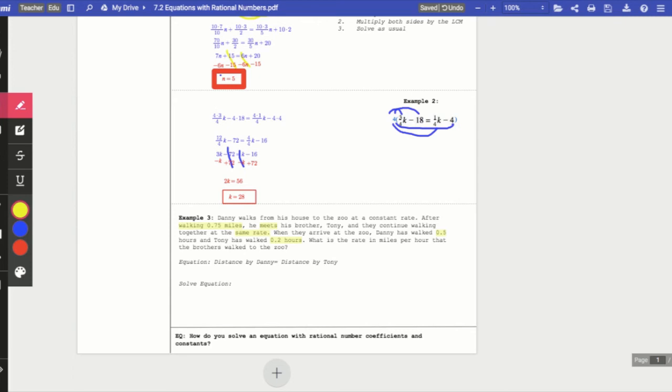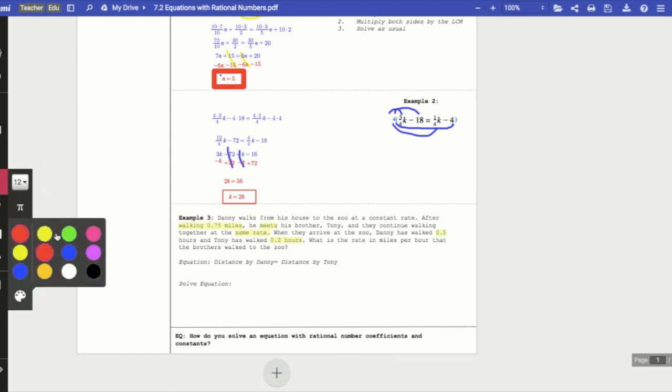All right. So then now I got to create my equation. So we're going to set this up. Our equation is going to be the distance covered by Danny plus the distance covered by Tony. Okay. And we know that they covered the same distance, which is why we can set them equal to each other. So for Danny's, this is kind of interesting. And what we're going to do is Danny, I know, started out 0.75 miles. So I know he already walked 3/4 of a mile more than Tony did.